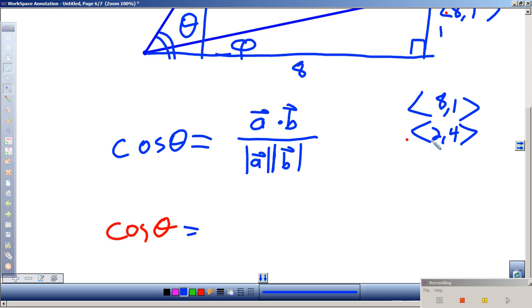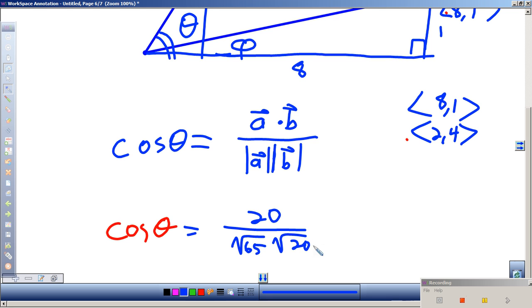Okay, so 8 times 2 is 16 plus 4, 20, over the length of A. A squared plus B squared equals C squared, so square root of 65. For B, 2 squared is 4 plus 16, square root of 20.